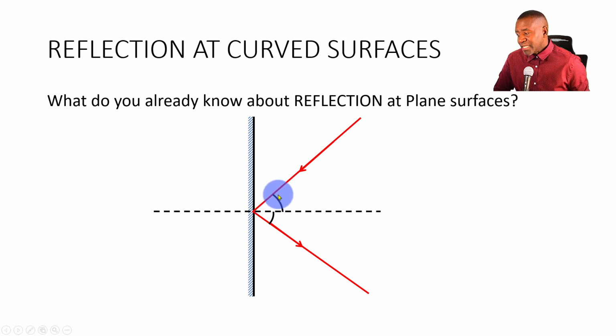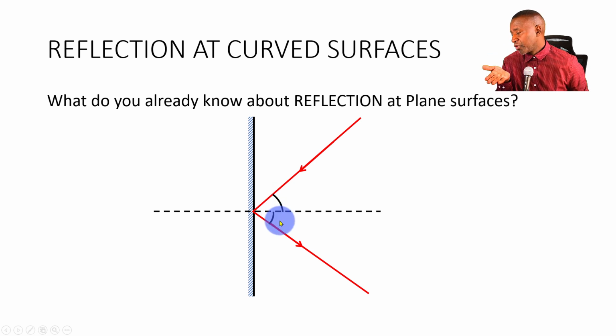Now, the angle between the incident ray and the normal, not the incident ray and the mirror. Be careful about that, because sometimes you're given this angle and then you're asked to calculate the angle of reflection or the angle of incidence, right? So the angle between the incident ray and the normal is called the angle of incidence. When this ray strikes the mirror, it bounces, and the ray which bounces off the mirror is called the reflected ray. The angle between the reflected ray and the normal is called the angle of reflection.